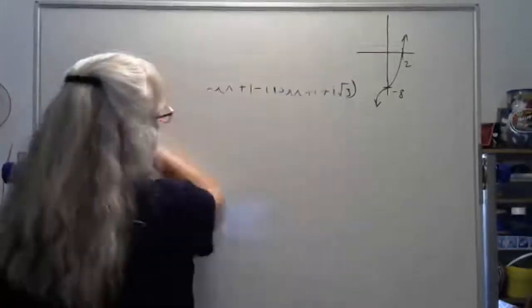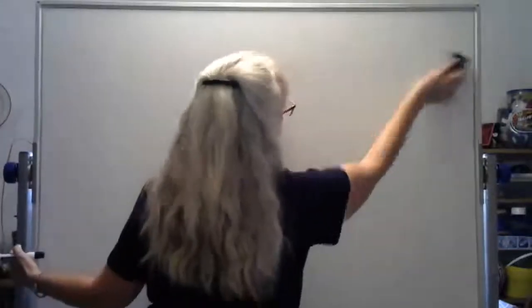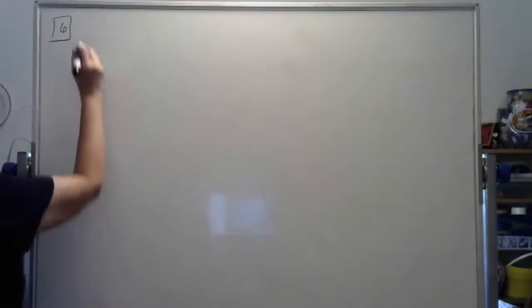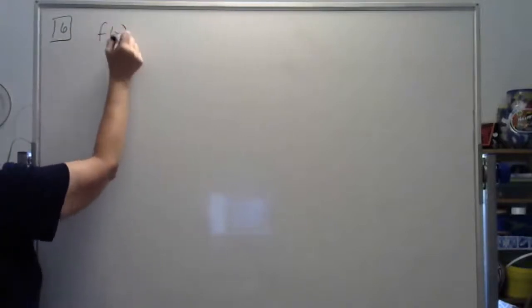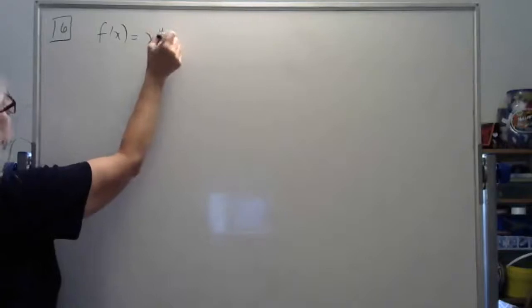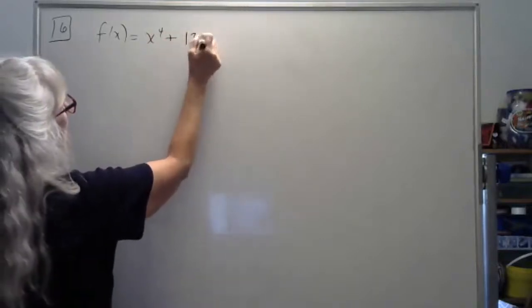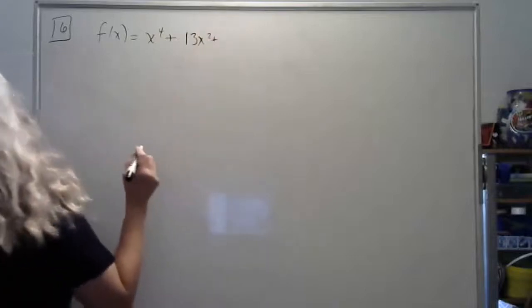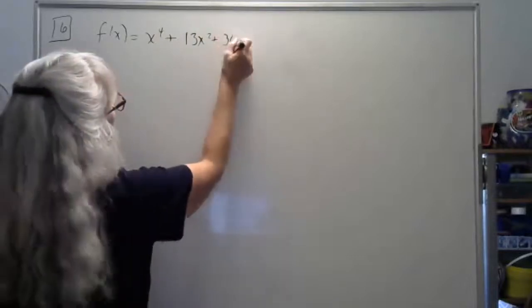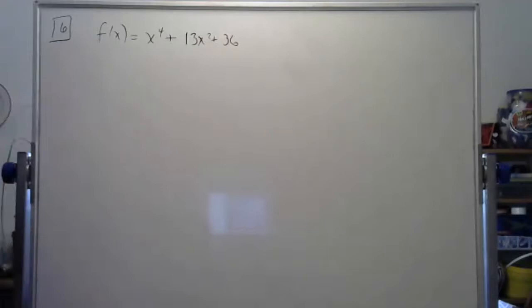Example 6. So example 6, same directions. We would find the complex zeros of f of x equals x to the 4th plus 13x squared plus 36. And then we're going to write it in factored form.